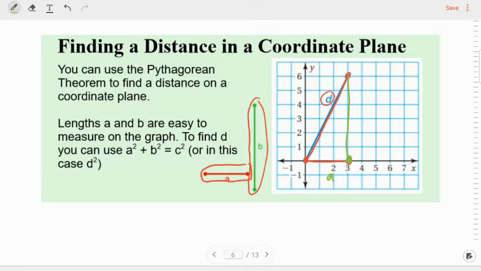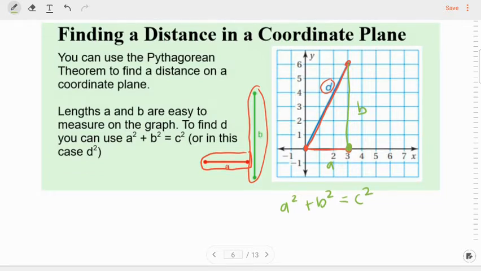So this is A and this is B, and if I wanted to find the D length, all I have to use is the Pythagorean theorem. So A squared plus B squared equals C squared is my formula. Now A, how long is A? 1, 2, 3 units. B is 1, 2, 3, 4, 5, 6 units. So 3 squared plus 6 squared equals C, or D, squared.